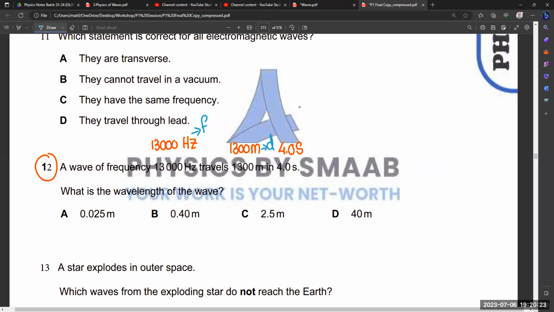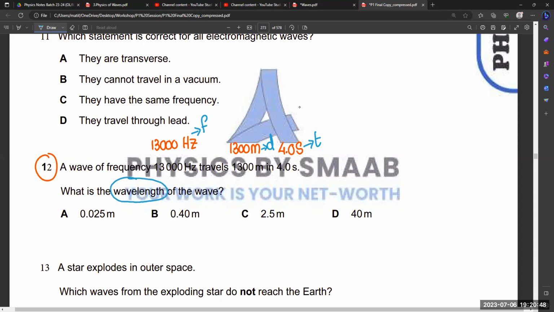This is not the wavelength, this is a simple distance, and this second is the time. This distance represents how far the wave travels from one point to another. So this is the total distance. We have frequency, distance, and time, and we need to find out the wavelength.